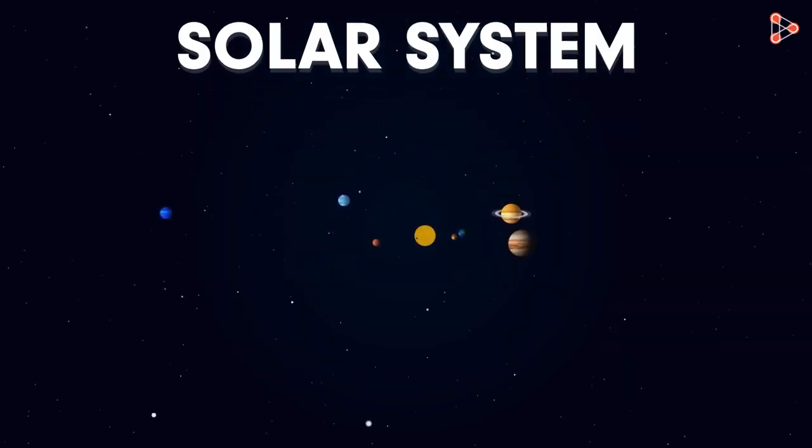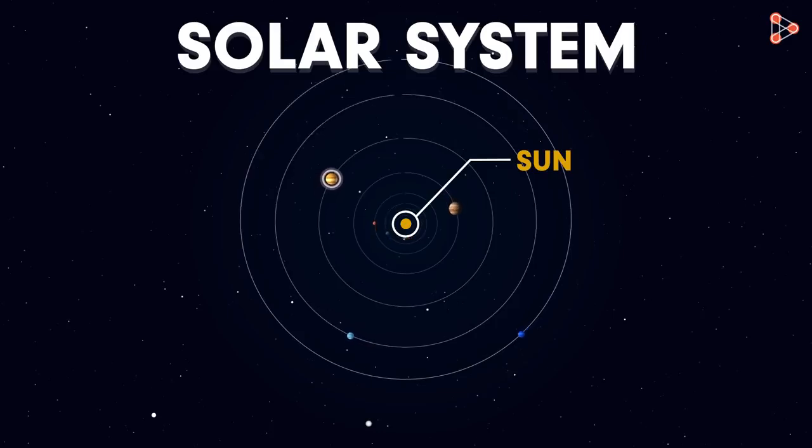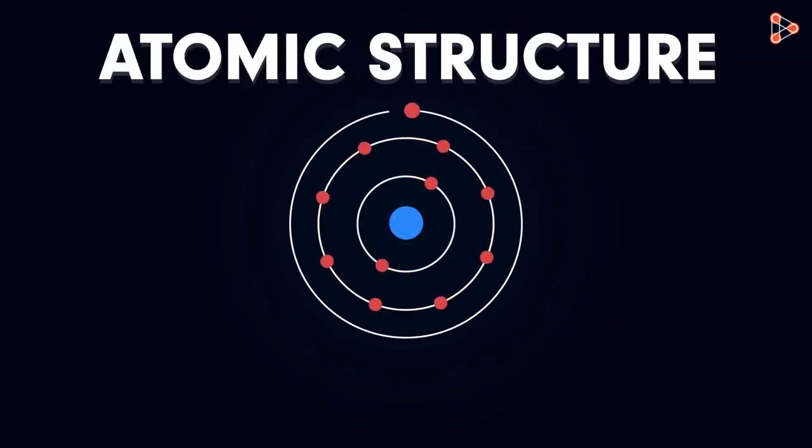Do you know how our solar system is? Yes, it appears somewhat like this. Now here, the sun is stationary at the center while the planets revolve around it. But have you noticed that the planets always revolve in fixed paths? We never find any planet jumping to a different path all of a sudden, right? They always encircle the sun in defined paths. In a similar way, we have the atomic structure.